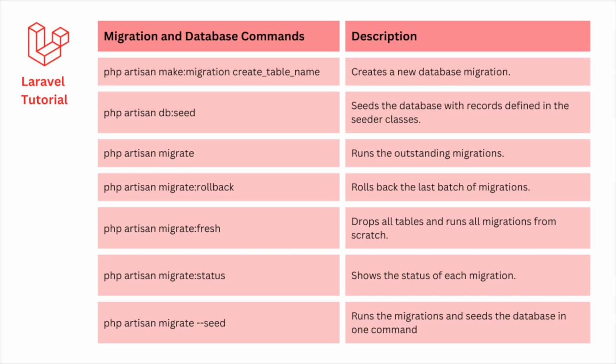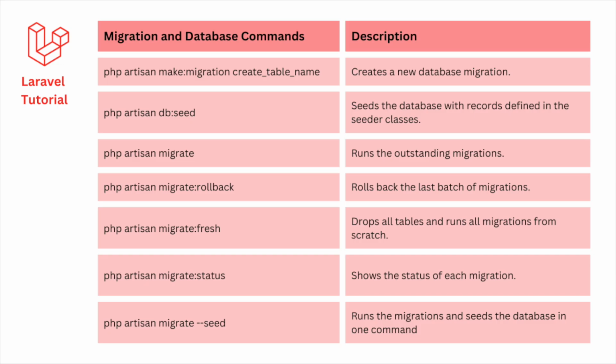Next is php artisan migrate. This will run the outstanding migrations which you have in your project. Migration here basically means creating tables in your database, and seeder is to seed the database with some dummy data. Next command is php artisan migrate:rollback. Let's say if anything went wrong in your migration, you can use this rollback command, and the last migration that you did will be rolled back.